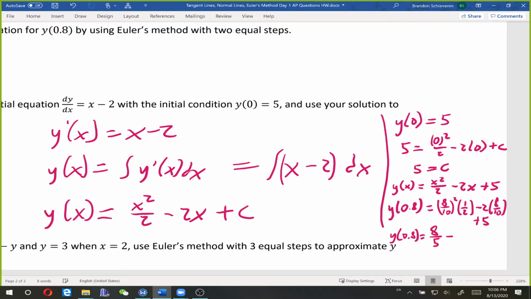Minus my 2 and my 10 can cancel, so this is also 8 over 5 plus 5. Therefore, y at 0.8 is equal to 5.